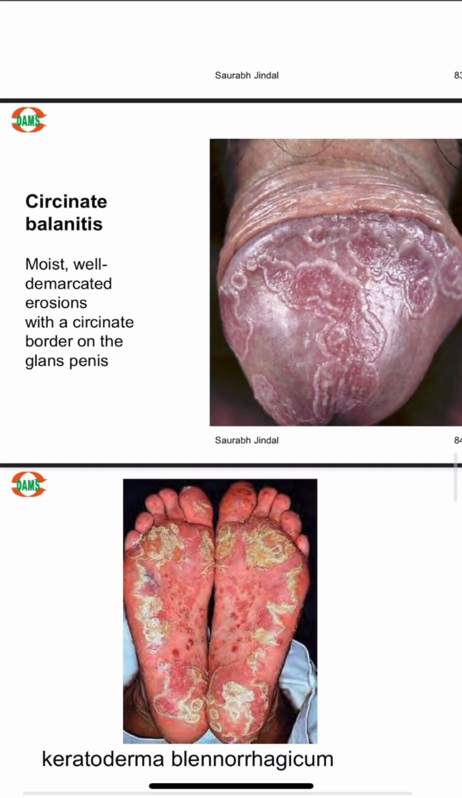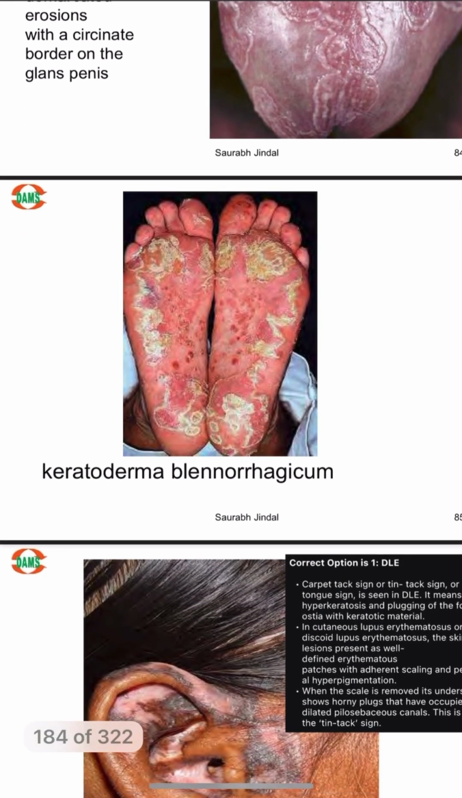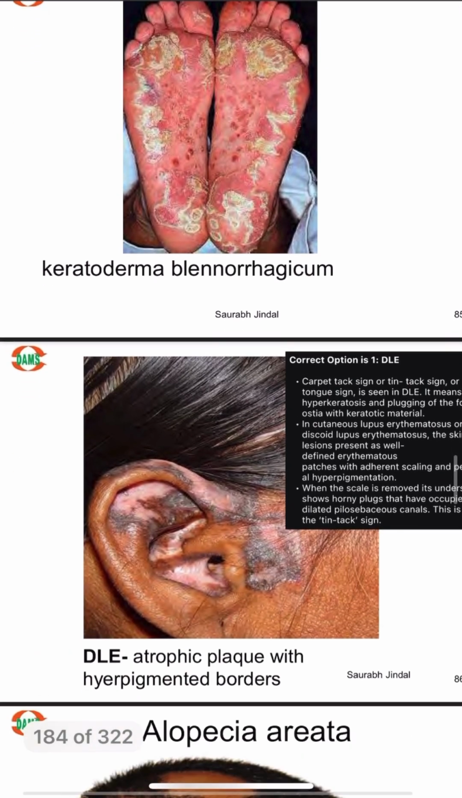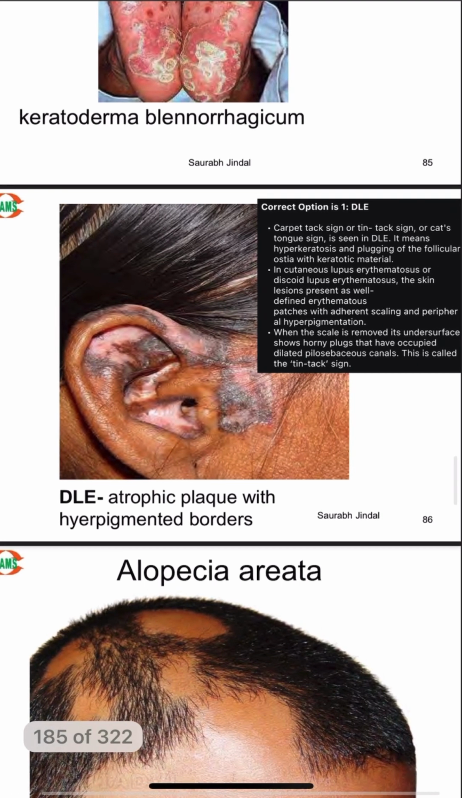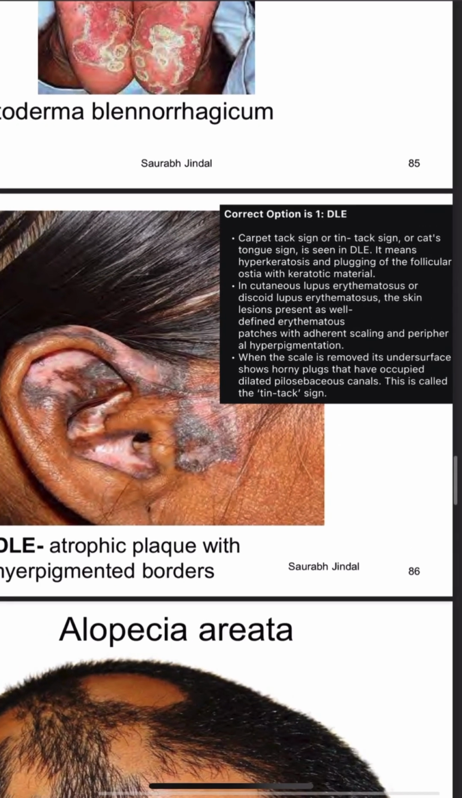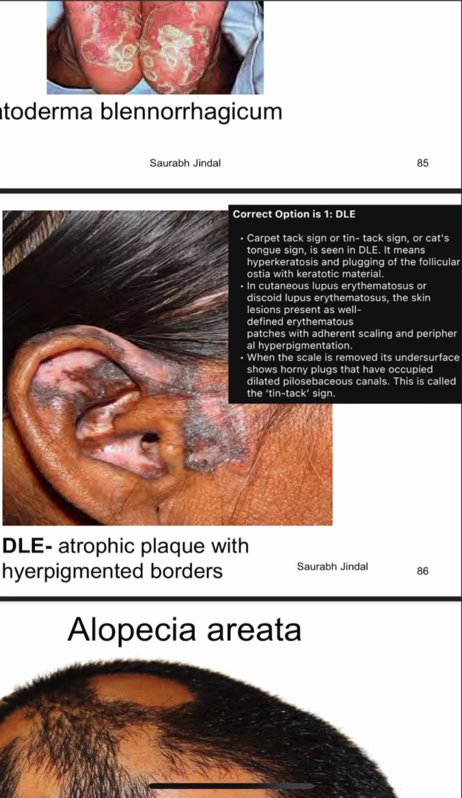Reactive arthritis. Circinate balanitis. Keratoderma blennorrhagicum. DLE, here trophic plaque with hyperpigmented borders is seen. Here, carpet tack sign or thin texine or cat's tongue sign is seen. It means hyperkeratosis and plugging of the follicular ostia with keratotic material.